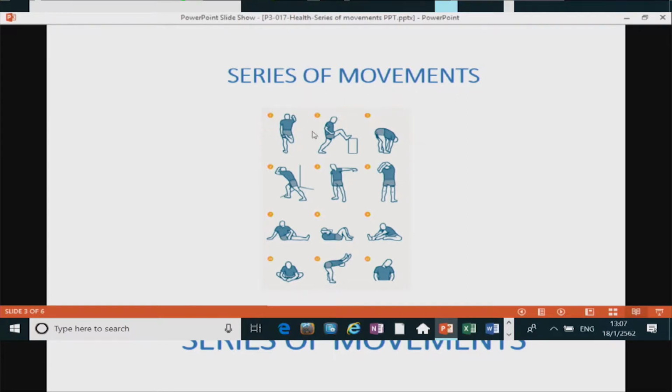Leg stretches, arm stretches, body stretches, back and neck stretches.